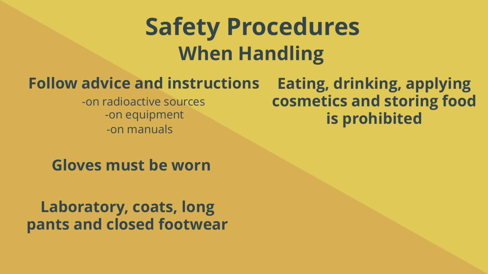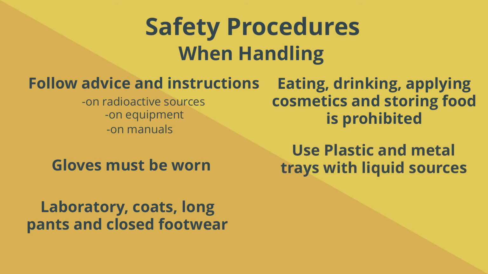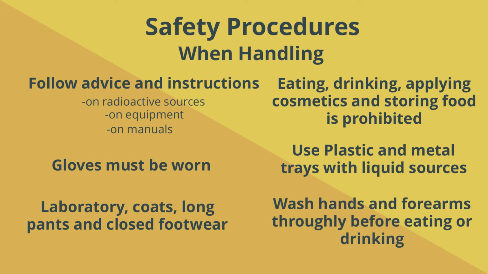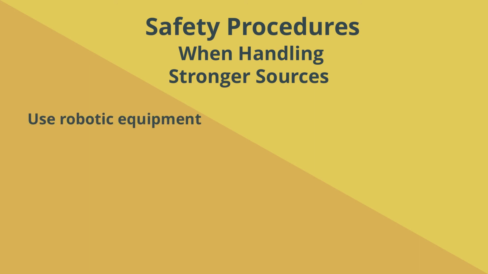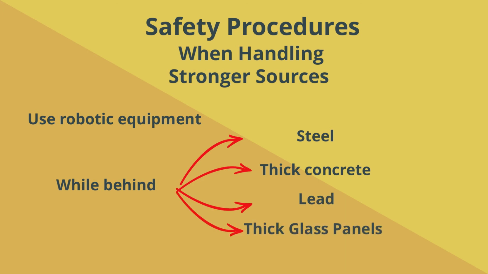When using radioactive liquids, plastic or metal trays should be utilized to contain potential spills. Before eating and drinking, wash hands and forearms thoroughly. Stronger radioactive sources should be handled with a robotic control system behind steel, concrete, lead, or thick glass panels.